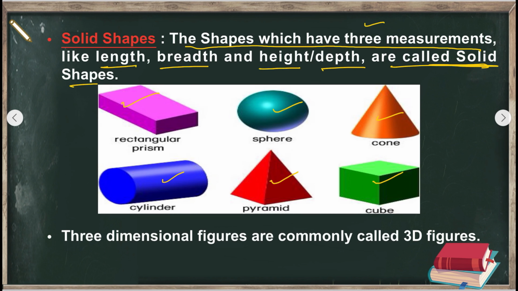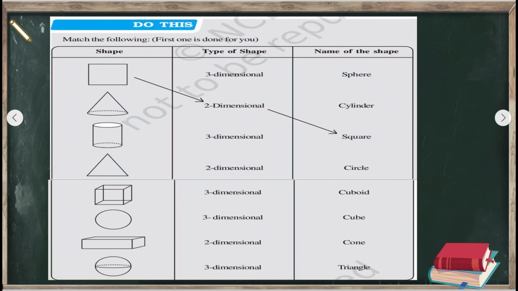All these types of figures which have all three measurements, length, breadth and height, or in some cases depth, are called solid shapes. Basically three-dimensional figures are called 3D shapes. So all the figures which are three-dimensional are called solid shapes. Now you have these certain images, out of which some objects are 2D and some are 3D. You have to identify their types, then you have to match them to their names.